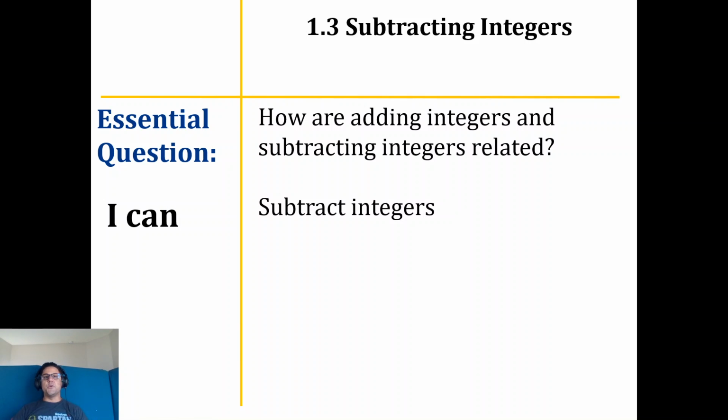Math 7, lesson 1.3. This time it is subtracting integers. So our essential question is, how are adding integers and subtracting integers related? Because if I can use the skills from adding integers for my subtracting integers, then hey, I am one step ahead and I'll be ready to go. So I can is our I can statement. I can subtract integers. So in other words, if I give you 4 subtract 5, you'll be able to do that.